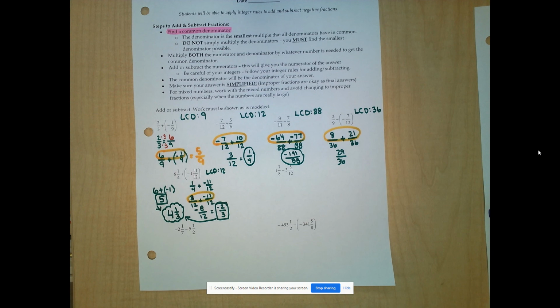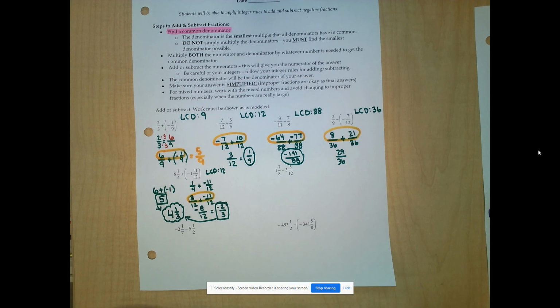Now, this is going to be different. Your parents are probably used to changing everything to improper fractions. That works as well. This actually has much smaller numbers. You'll notice the biggest number that I have to work with is a 12, which is fantastic. I don't have to work with huge numbers if I use this method.